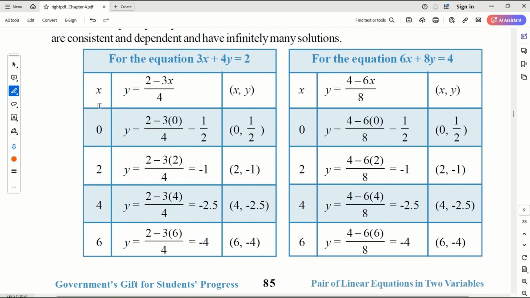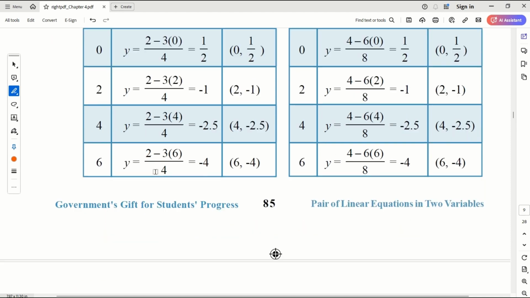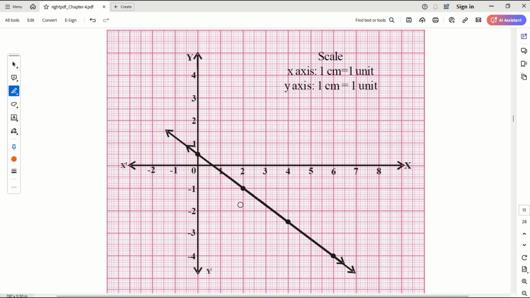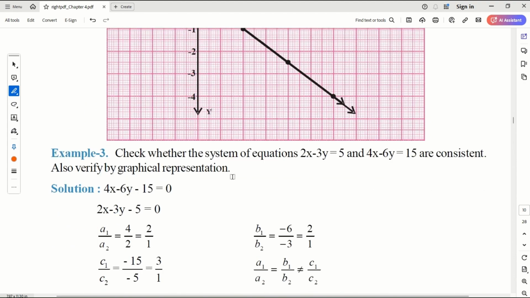Again, you draw the lines. Here y will become 2 minus 3x divided by 4, and here 4 minus 6x divided by 8. You take 2 points, 0 and half, 0 and half here, and 2 comma minus 1, 2 comma minus 1. From this we can see that both are actually the same line. So the graph comes like this. They are coincident lines.